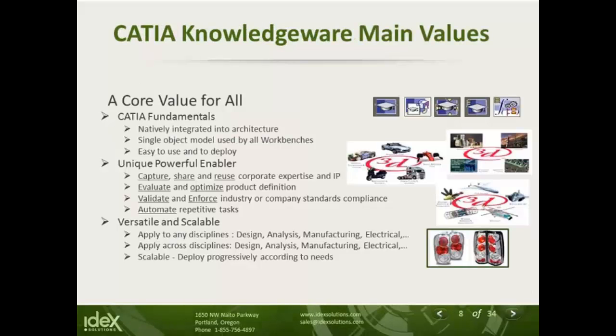This slide illustrates the main value of CATIA Knowledgeware as well as the enablers. So CATIA Knowledgeware is natively integrated into the architecture and utilizes a single object model used by all workbenches. In addition, CATIA Knowledgeware is easy to use and to deploy and is very scalable. So you're going to see a lot of keywords in the enablers section that are underlined, and you'll see references to these very words from our customer quotes later on in the presentation.